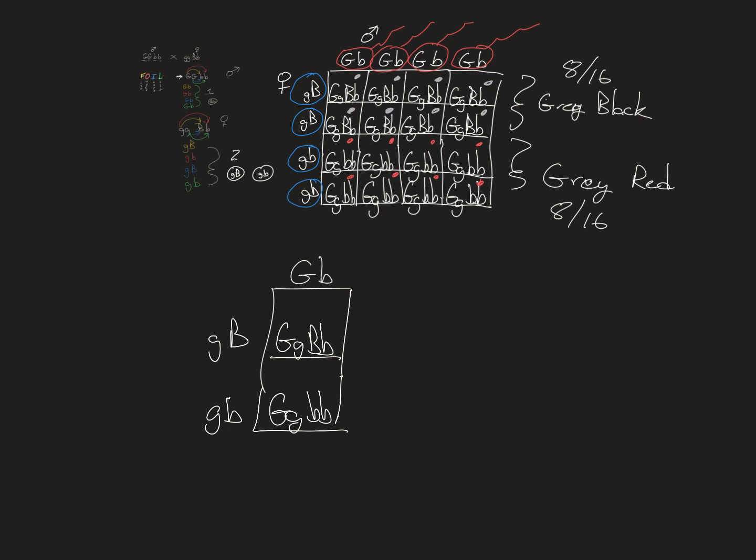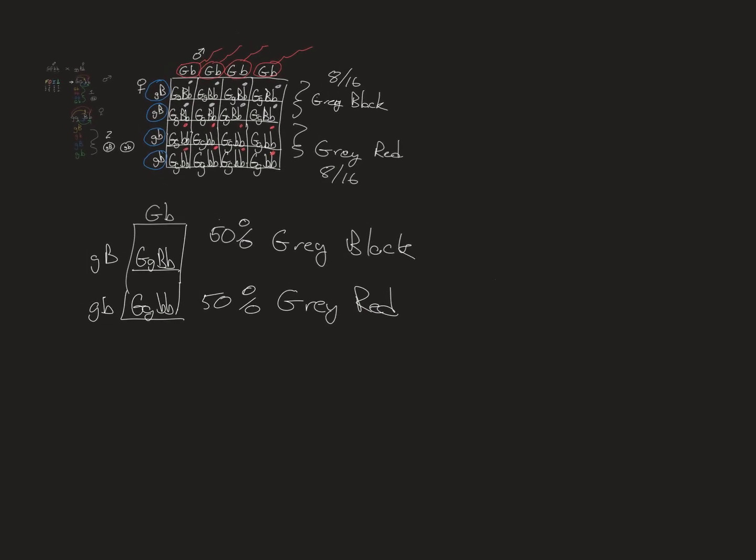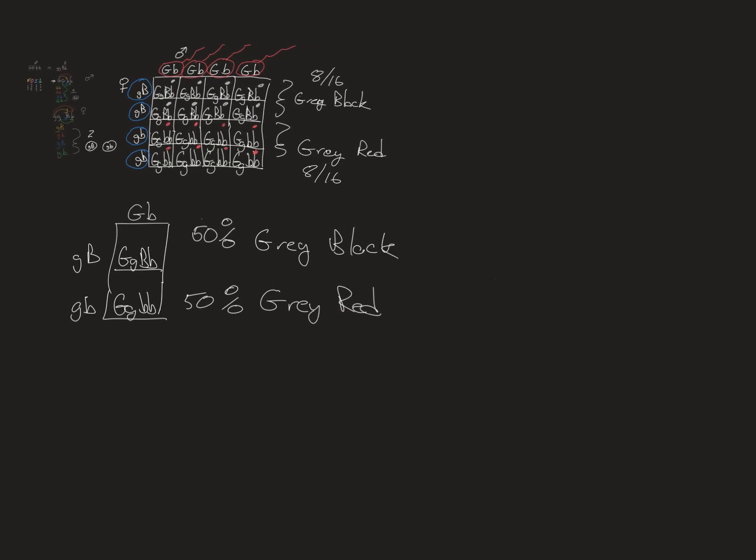So only 50%, or 1 out of 2, are going to be gray and black. And 50%, or 1 out of 2, are going to be gray and red. So then the question is, if you know it's 50-50 and they ask you how many out of 16 are going to have gray fur with black eyes, what would you say?